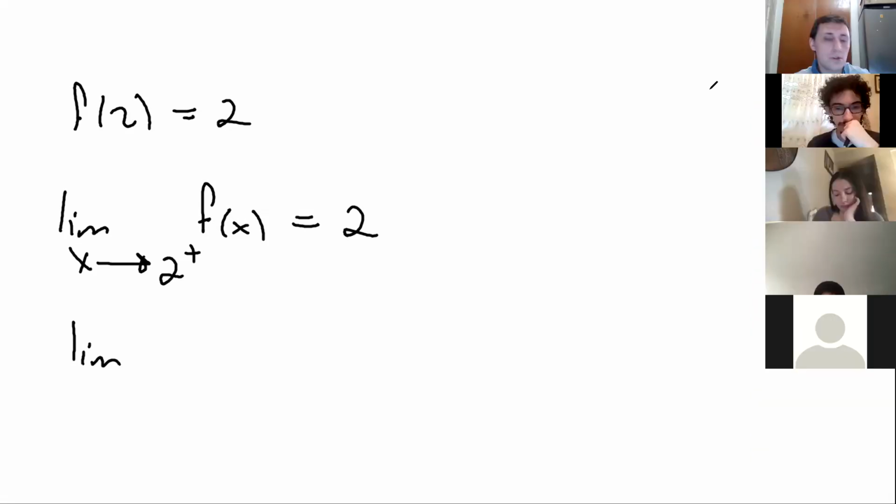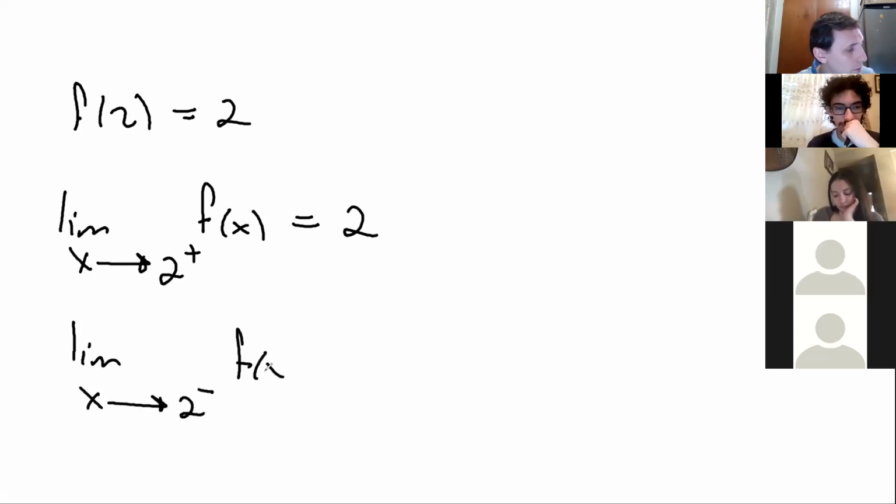Is it left continuous? So the limit as x goes to 2 minus of f of x is what? One. The answer is 1. Yes? Good.